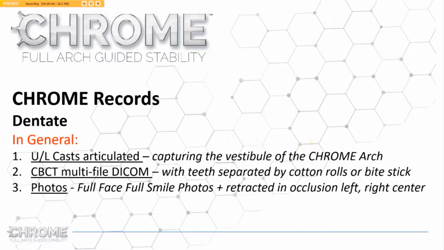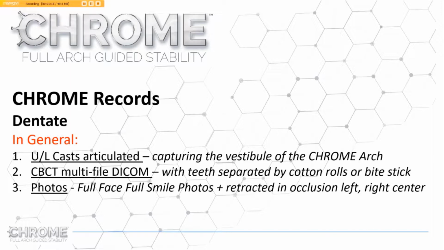Dentate records are very straightforward. In every case, we will need upper and lower casts articulated. It is important, as you see here, to capture the vestibule of the Chrome arch of interest. So if it's a maxillary arch, it's important to capture the labial and the lingual vestibules, as well as the palate.